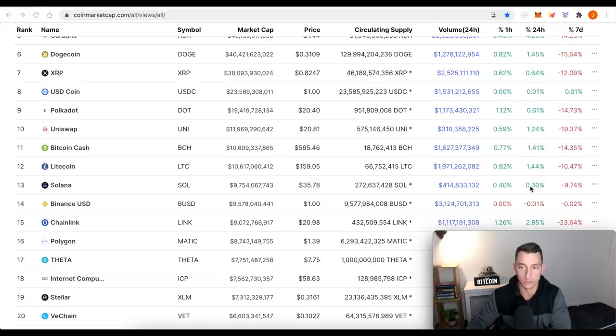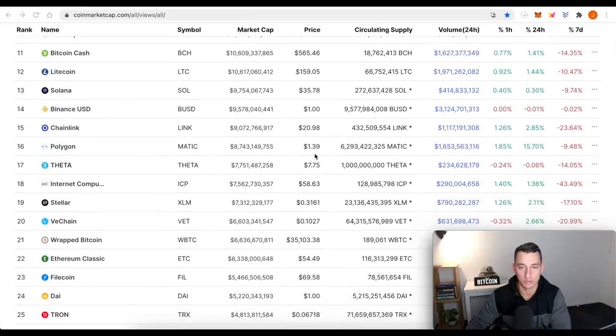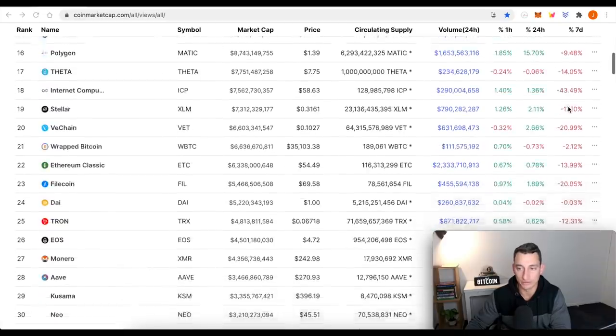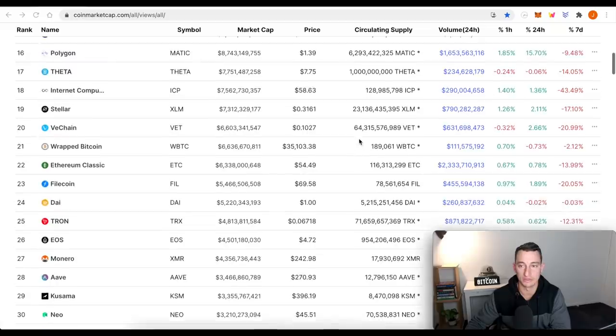It's about 0 to 1 and 1.5%, with the exception here of Polygon after dropping pretty heavily over the last couple of weeks. And over 7 days, most things are down pretty heavily. We know that by now, around 10 to 20% on many of these cryptos.